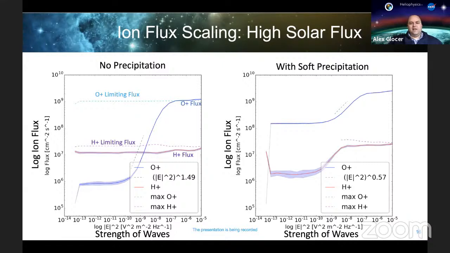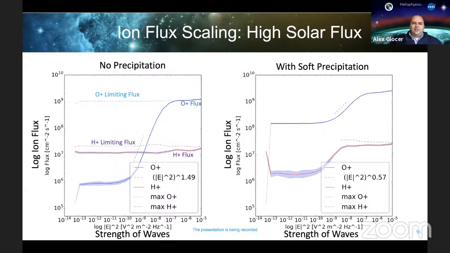Now, if you introduce some soft precipitation, things change. That's going to give us additional ion production, additional ionization, additional heating. And we see that the limits are going to change, and you're able to get more O+ out than you were before. The power law relationship is going to change, and also how the H+ and the O+ respond to that energy input is going to change. So if you have both soft precipitation and wave power going on at the same time, the relationship is different than if you only have one occurring or only have the other occurring.